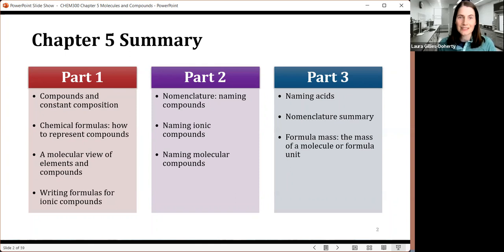Then in part 3, we're going to continue with nomenclature. We're going to learn how to name acids, which are a type of molecular compound. And then we're going to summarize all the nomenclature we've learned so far and work through quite a few example problems. And then the last part of the chapter is on formula mass, which is the mass of a molecule or one formula unit of a compound. All right, let's get started.